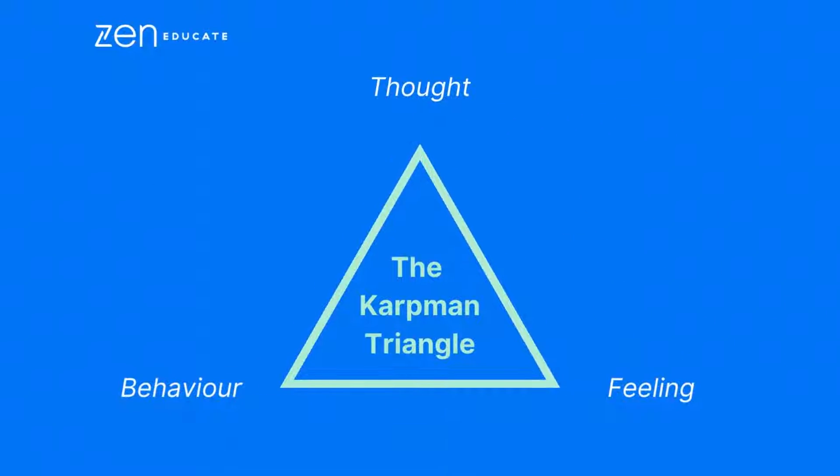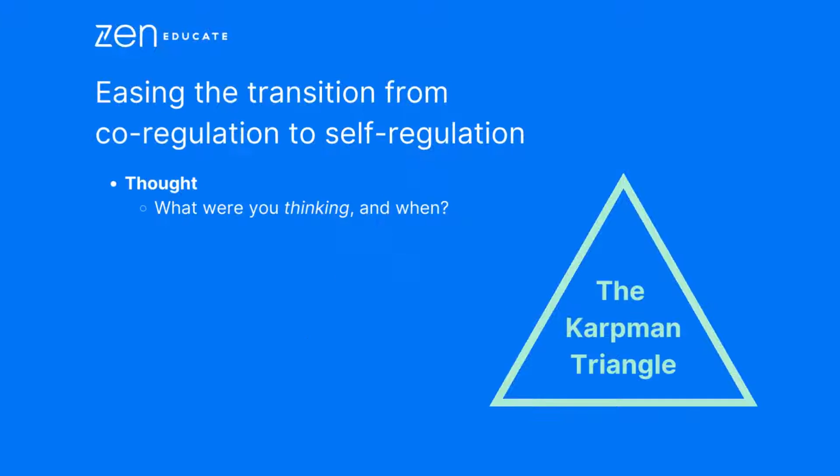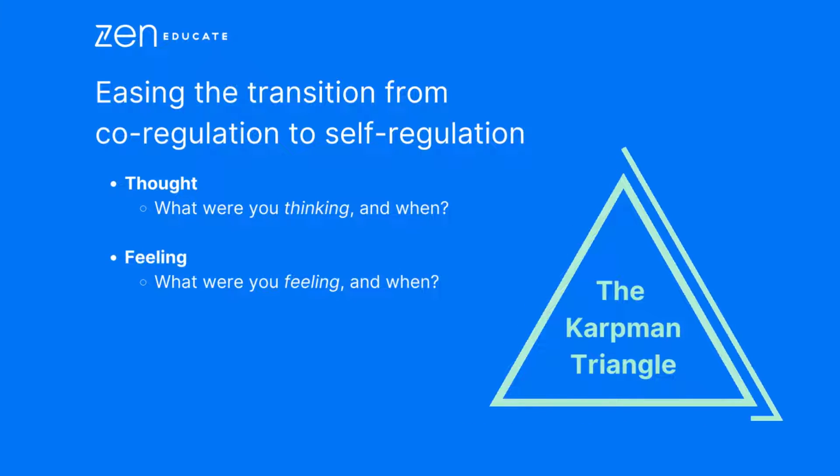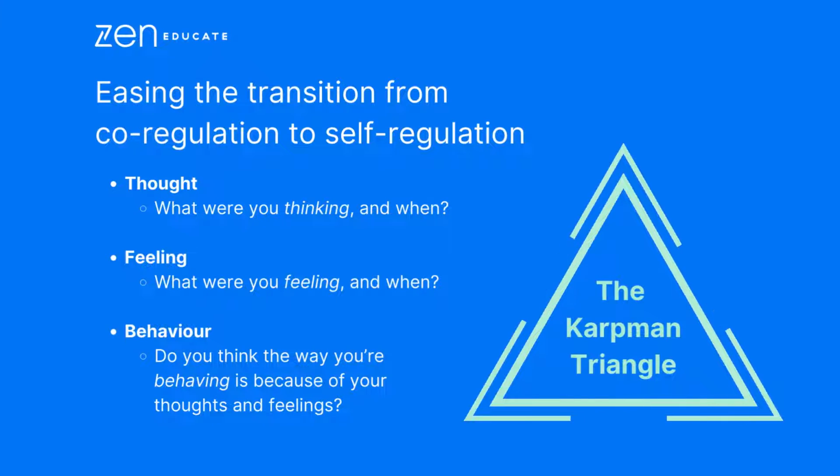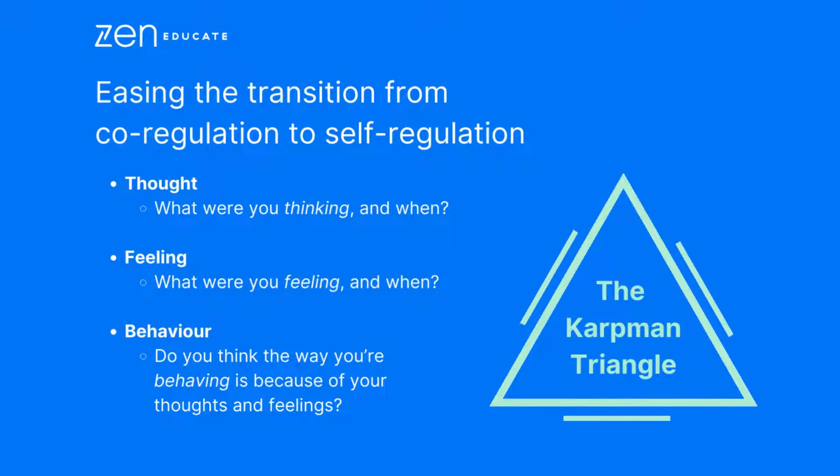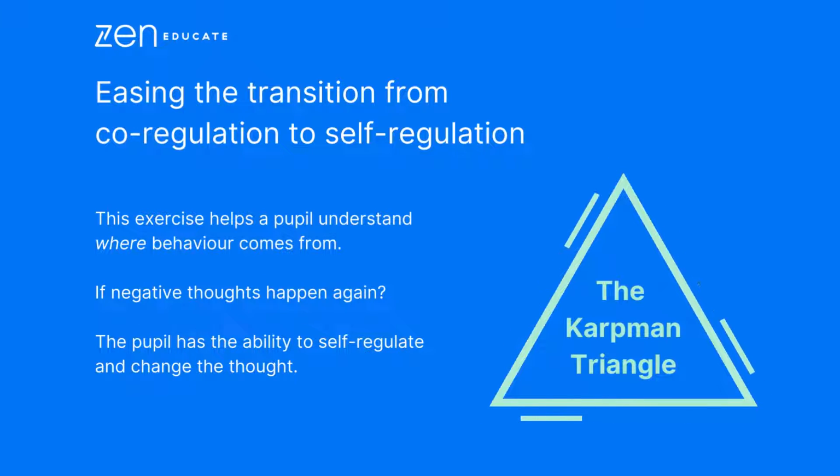The Cartman triangle can help us to do this, which looks at thought, feeling, and behaviour. Thought. What were you thinking and when? Feeling. What were you feeling and when? Behaviour. Do you think the way you're behaving is because of your thoughts and feelings? By doing this exercise with a pupil, it enables them to understand where their behaviour comes from, so that when they have a negative thought, they have the ability to self-regulate and to change the thought.